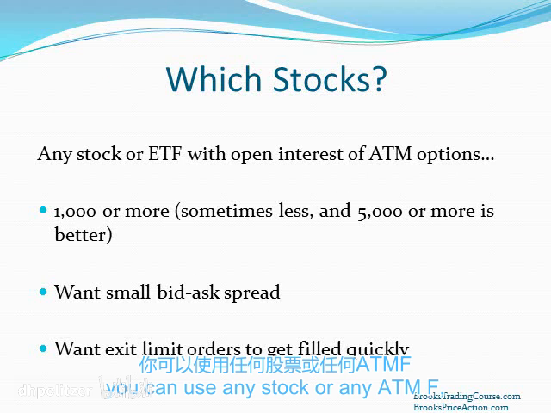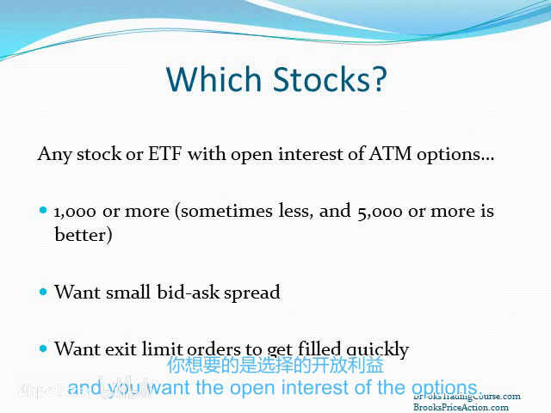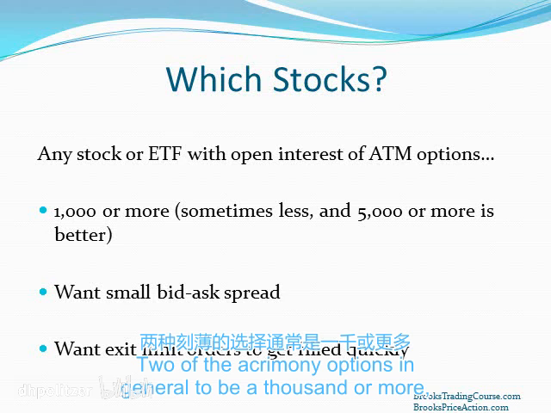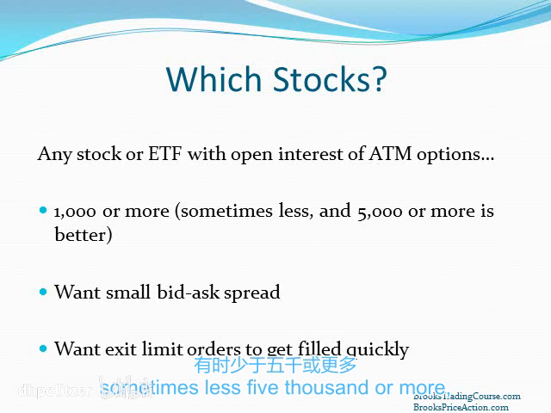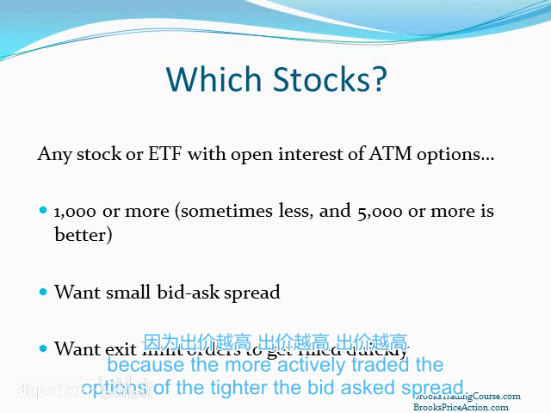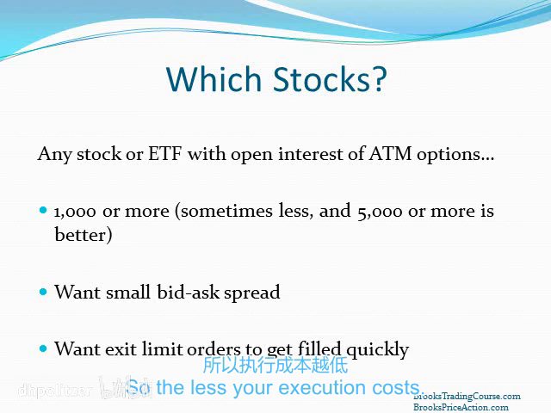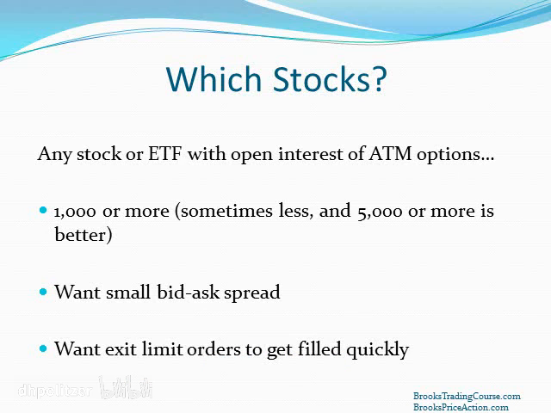Which stocks to use? You can use any stock or any ETF, and you want the open interest of the at the money options in general to be 1,000 or more. Sometimes less. 5,000 or more is better, because the more actively traded the options, the tighter the bid-ask spread, so the less your execution costs.